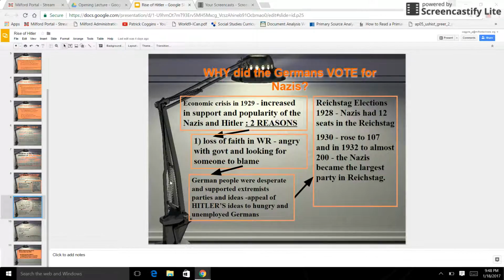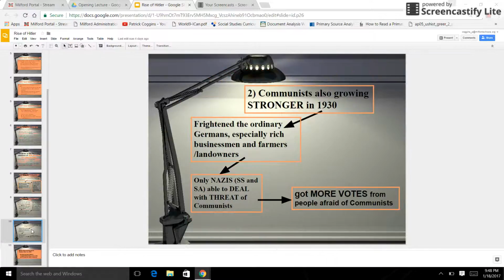The other reason, backtrack here, two reasons why they grew in popularity. One, people were mad at and had lost faith with the Weimar Republic. The second was the communists. Okay, communism was growing in Germany in 1930, and people were frightened, and they saw that only the Nazis, the SS, and the SA were able to deal with the threat of communists. So more votes eventually went to the Nazis because people were afraid of communists.